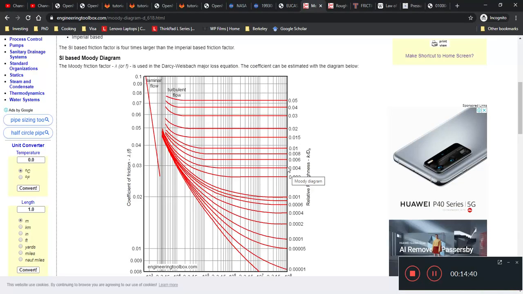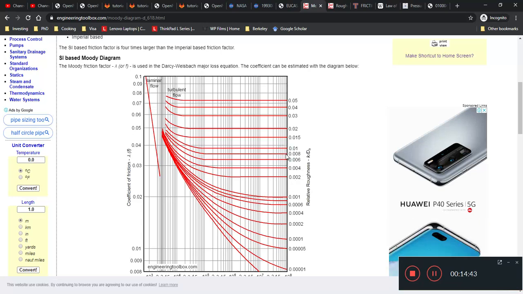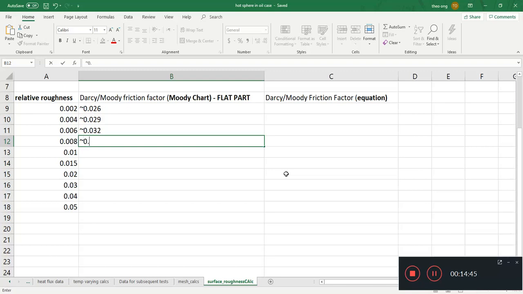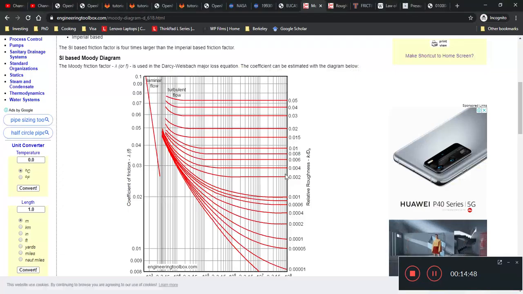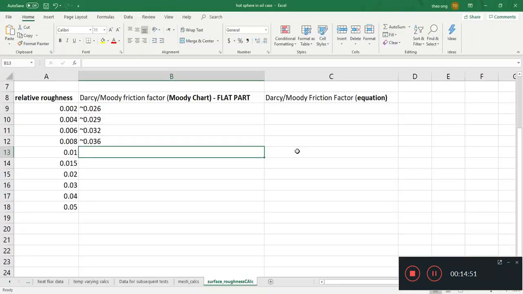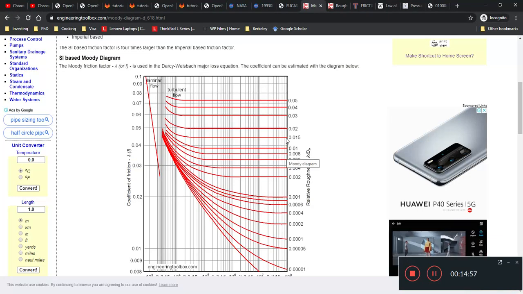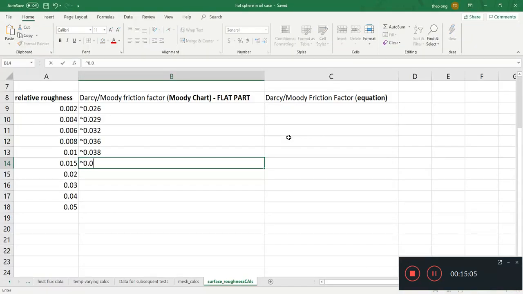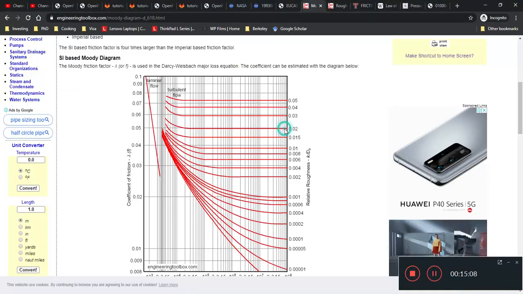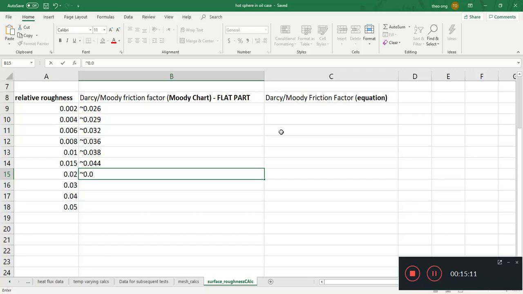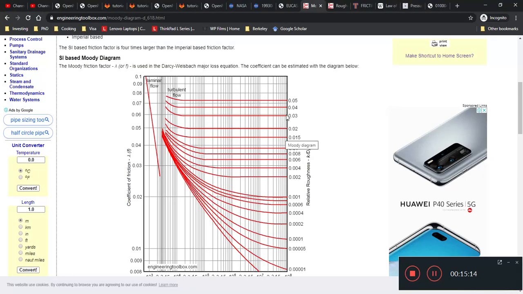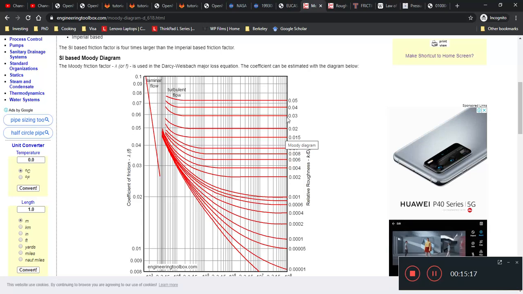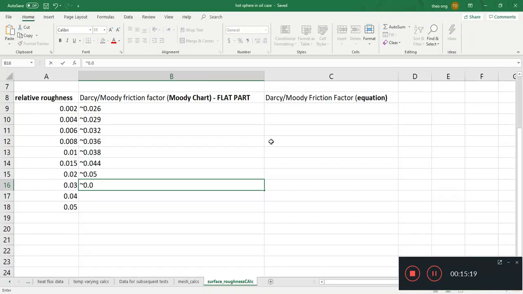Okay. Next one, it's about 0.0036 or 0.036. 0.01 is closer to 0.038. This is a very rough one. Next one is 0.044, because this is logarithmic, so I'm giving it about that much, 0.044. Okay, this one is almost 0.05, so I'll just read it there. This one is 0.0059, I believe, or 0.059.